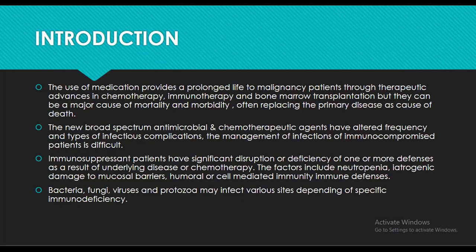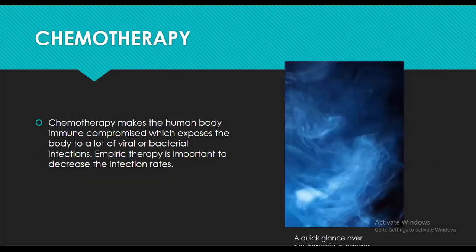Like I've said before, due to immunosuppression or chemotherapy, the immune system is suppressed and the good white blood cells are reduced in our body, so our defenses are lowered, and in the wake of that, we can get infected by different diseases in the body. Bacteria, fungi, viruses, and protozoa may infect various sites depending upon the specific immunodeficiency. So as soon as we are immunosuppressed, bacteria, fungi, viruses, and many other things can infect us at different specific sites. So what is basically chemotherapy?